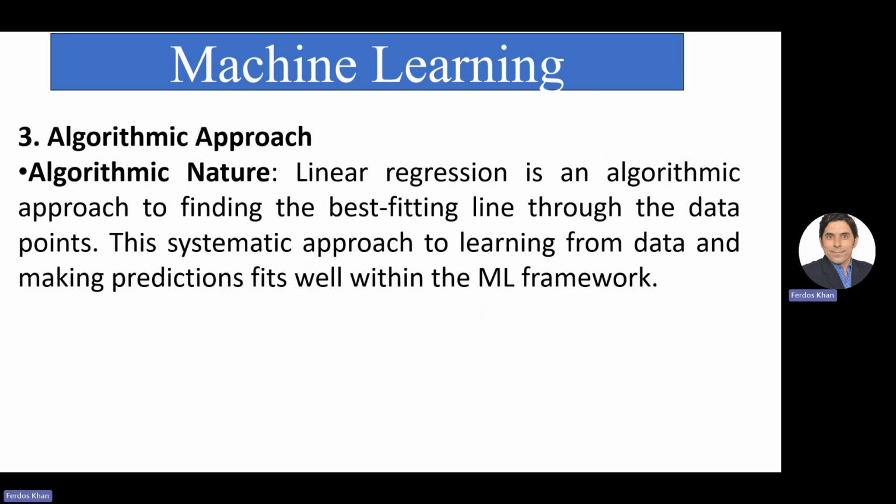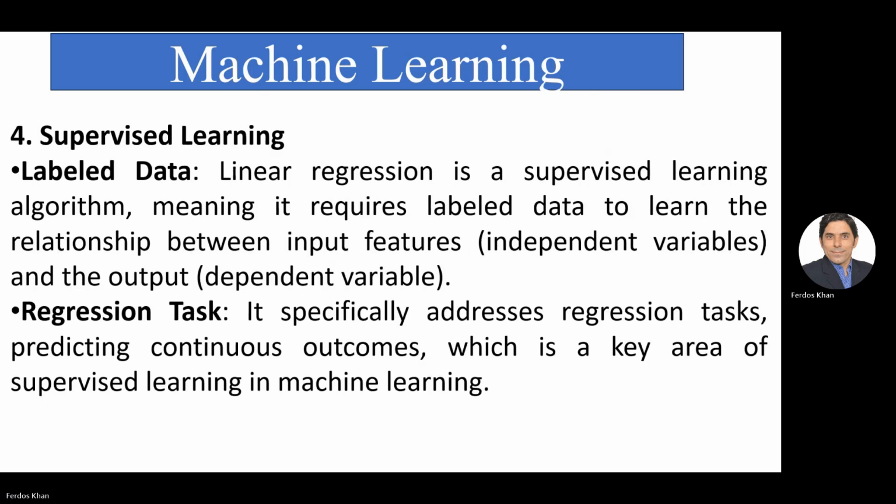Algorithmic approach. Algorithmic nature. Linear regression is an algorithmic approach to finding the best fitting line through the data points. This systematic approach to learning from the data and making predictions fits well within the ML framework. So again the same thing. We are trying to fit, to minimize the error and estimate the line which has the reduced error. So this is, you can say, an algorithmic approach, which is also in machine learning.